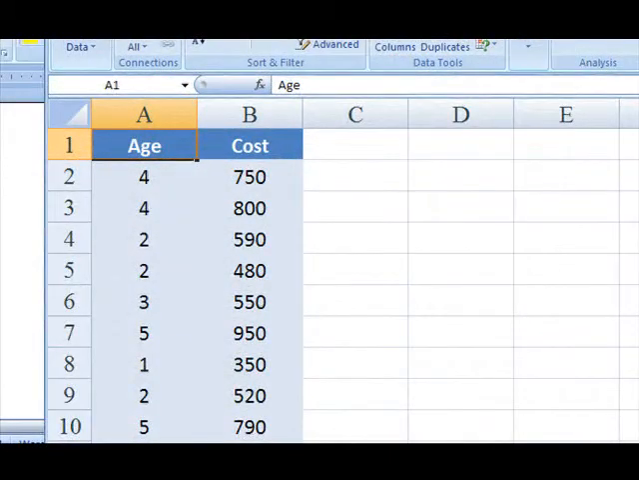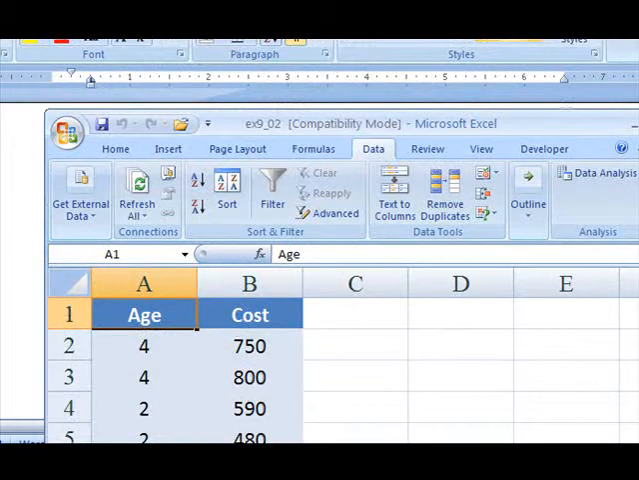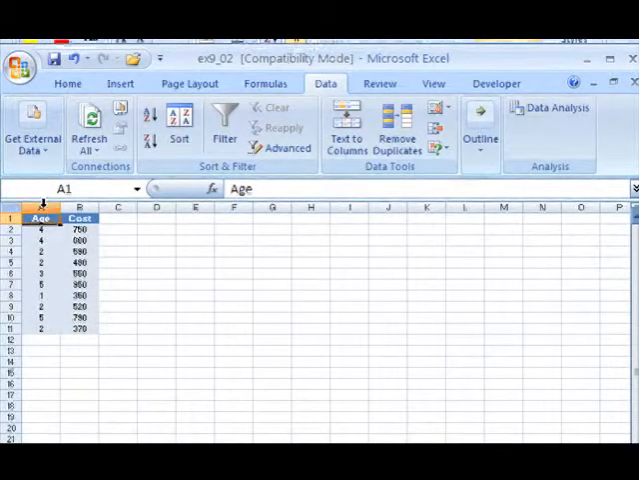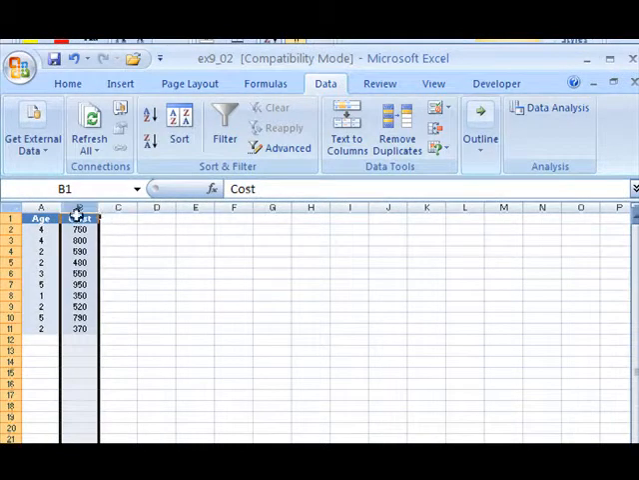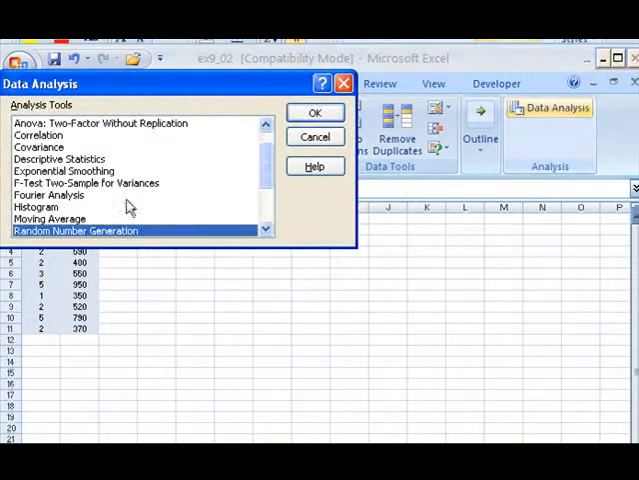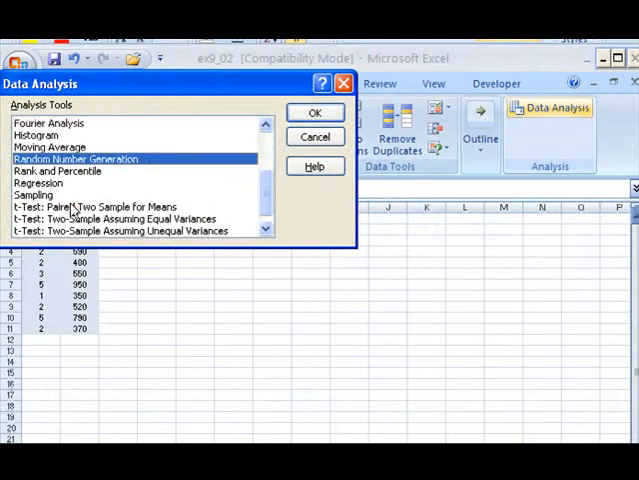So we open our data. And we have age and cost. So we know that age is x, cost is y. Cost is given in annual cost in dollars, age is given in years. So the first thing that we do is go to the data tab, data analysis, and click on regression.